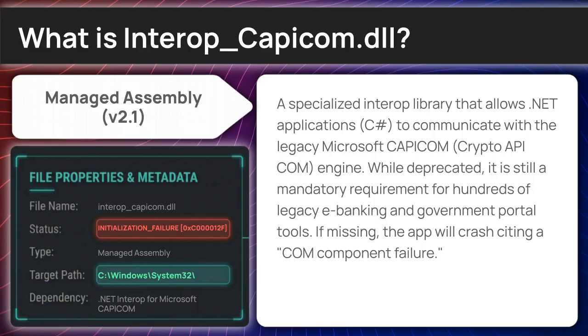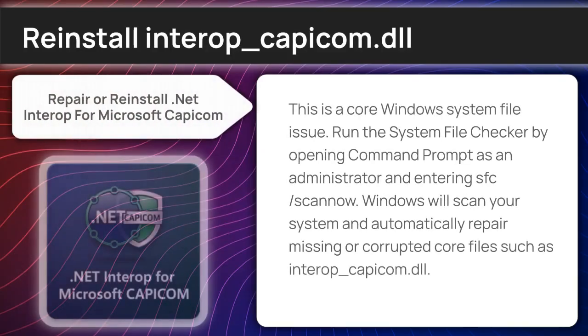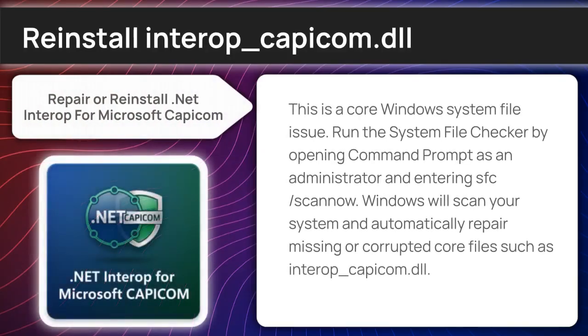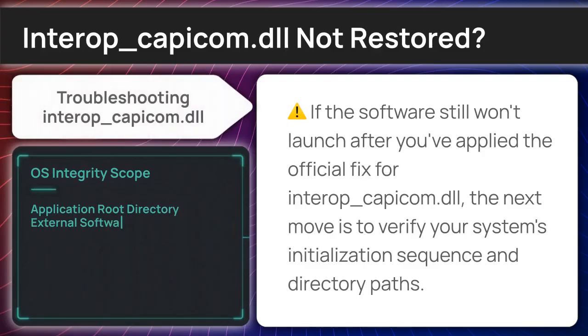Now let's dive into the solution, starting with a standard reinstallation. This is a core Windows system file issue. Run the system file checker by opening Command Prompt as an administrator and entering sfc /scannow. Windows will scan your system and automatically repair missing or corrupted core files such as the Interop Crypto API COM adapter DLL.